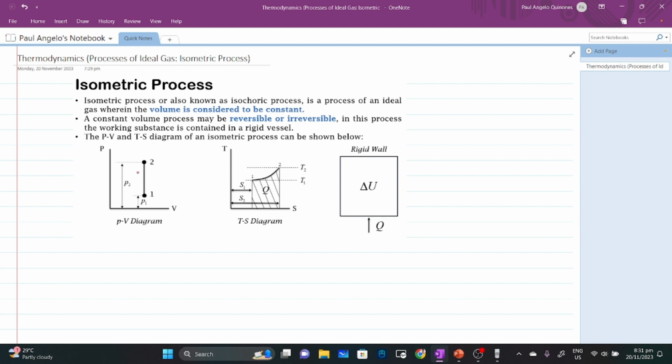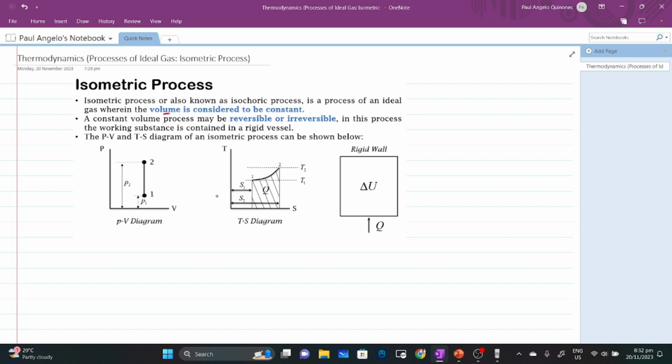In an isometric process, the first assumption that we need to consider is that the volume is always constant. So there are no changes in the volume of your substance. Examples of this are pressure cookers, tanks, even rice cookers. Regardless of the pressure and the temperature occurring inside that vessel, the volume will not change at all. Take note that the constant volume process may be reversible or irreversible.